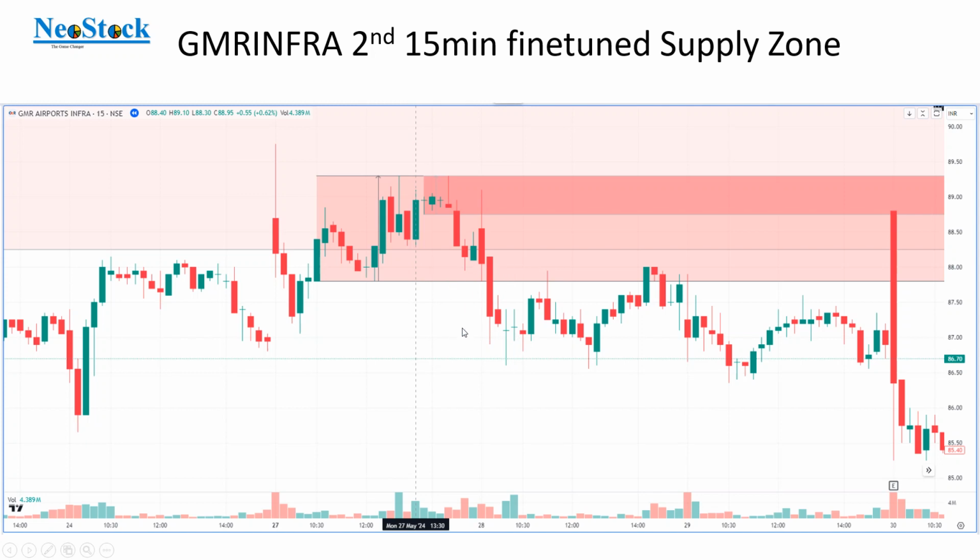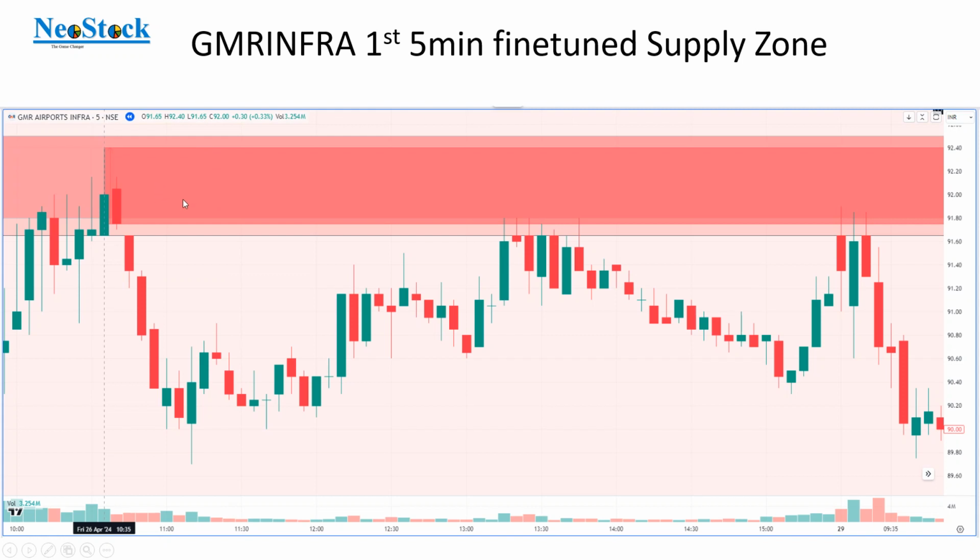Now let us again fine tune this zone with the 5 minutes time frame. This is the first one. We have a rally, base drop. So in rally base drop, the highest wick of the leg-in also we should consider. That's why the width of this 5 minute zone is increased.